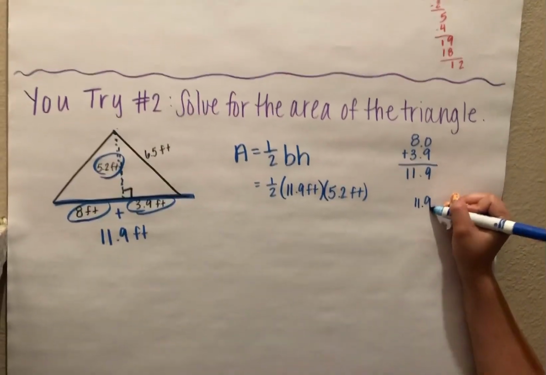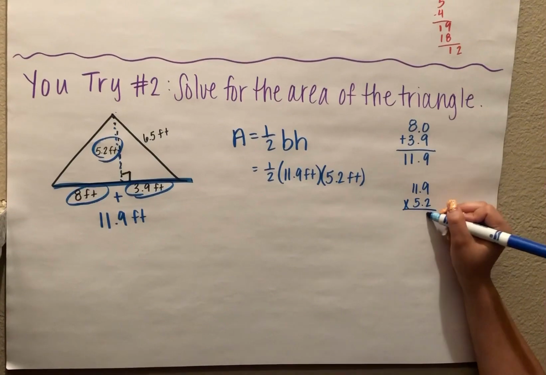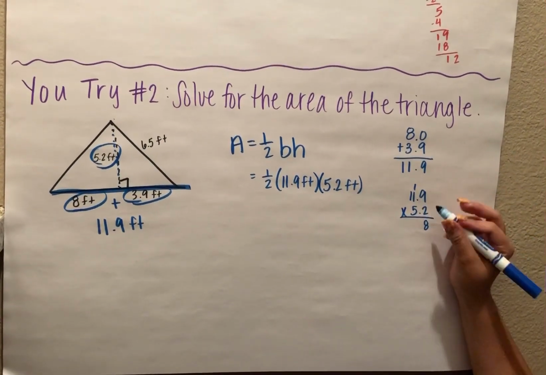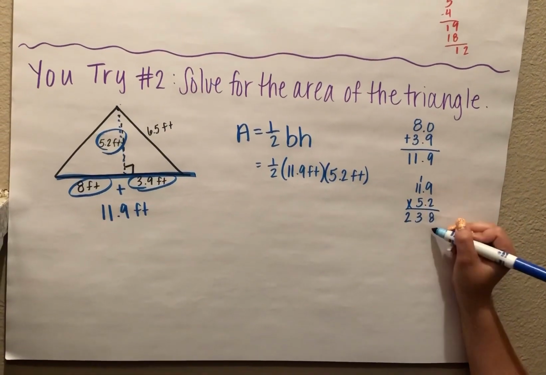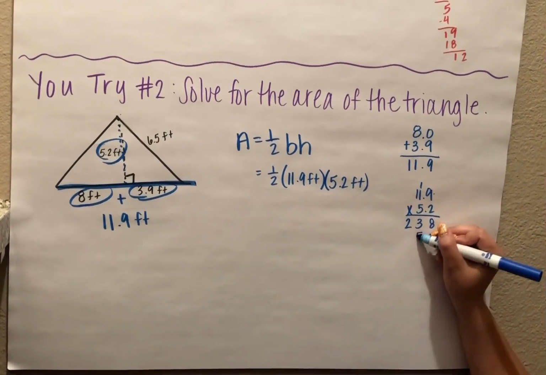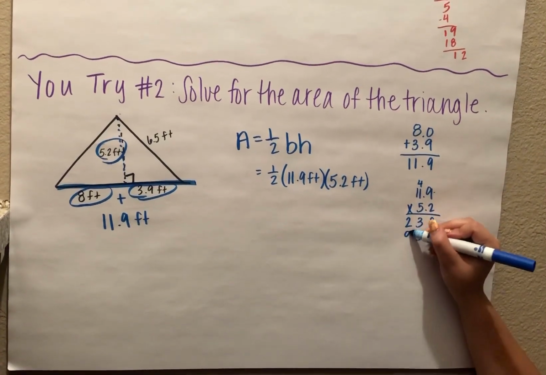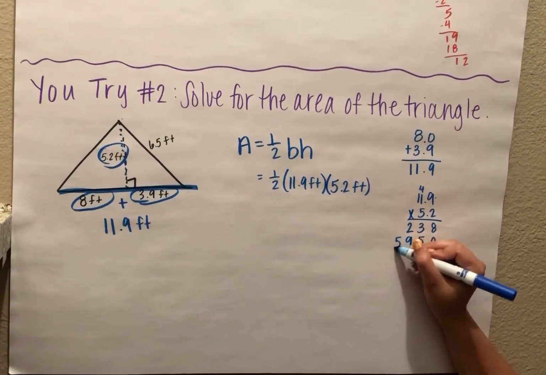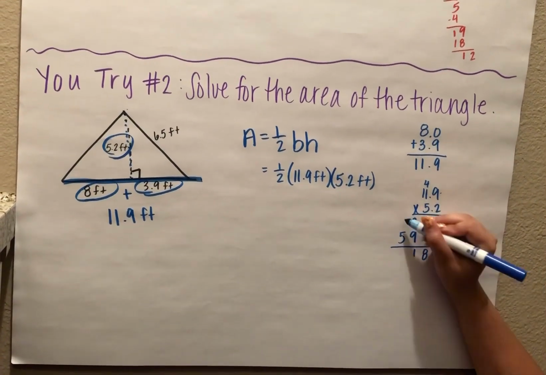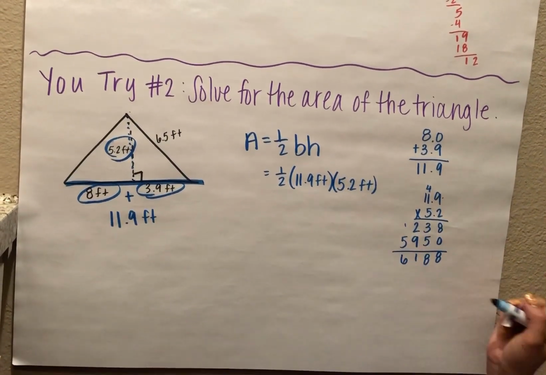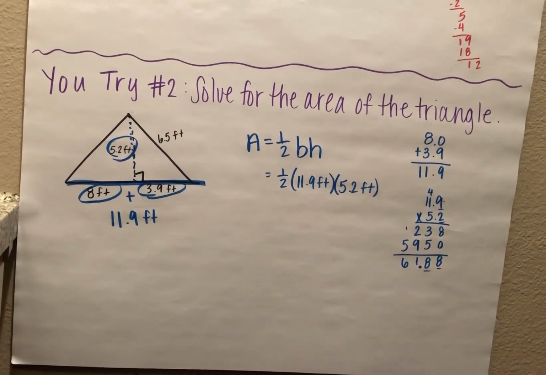So 11.9 times 5.2. 9 times 2 is 18. 2 times 1 is 2, plus 1 is 3. 2 times 1 is 2. 5 times 9 is 45. 5 times 1 is 5, plus 4 is 9. 5 times 1 is 5. Add them up, 8, 8, 11, and 6. There are 2 decimal places, so 2 decimal places in my answer.